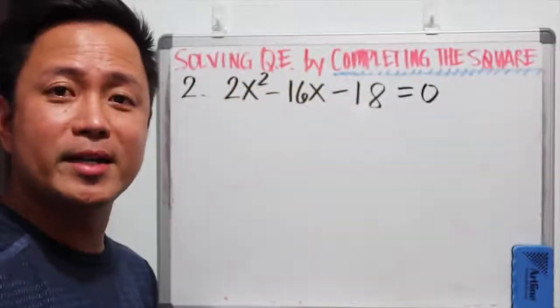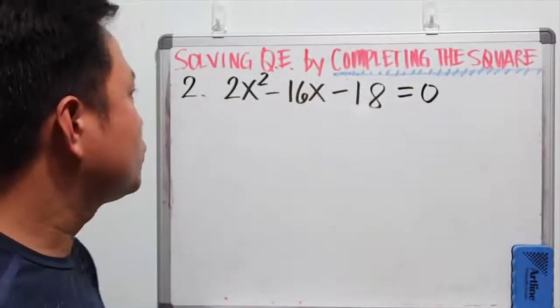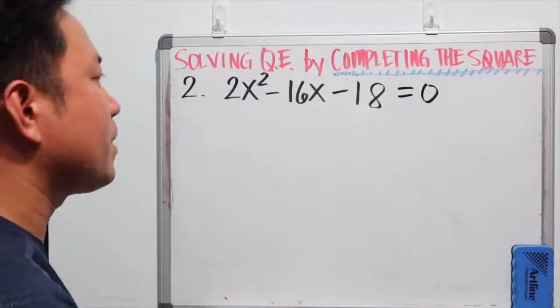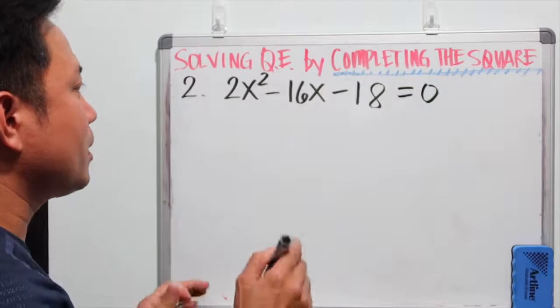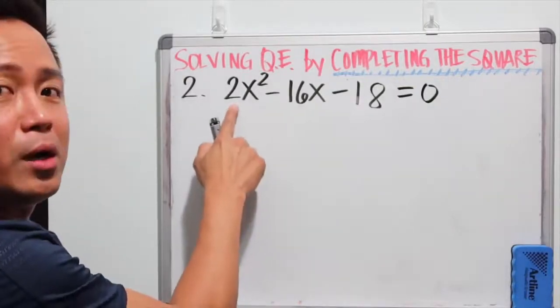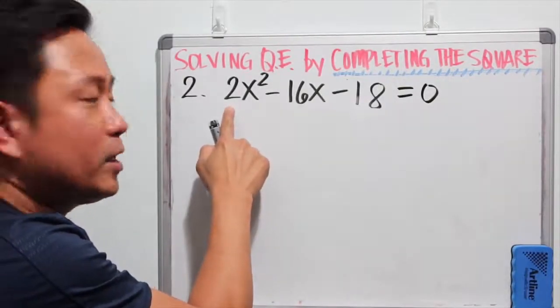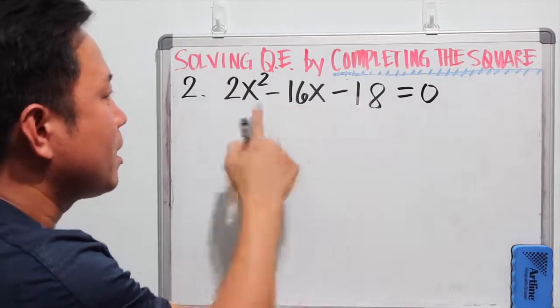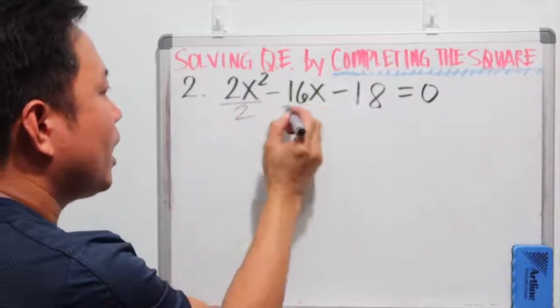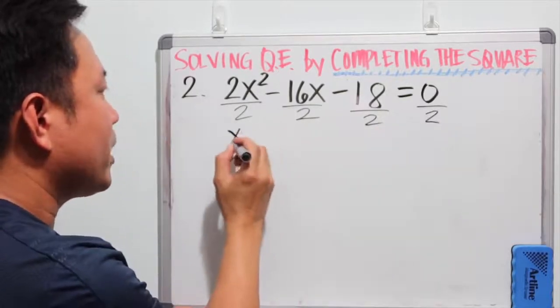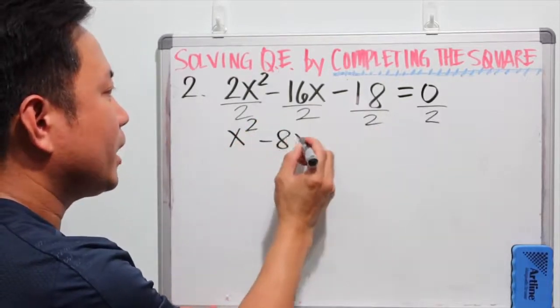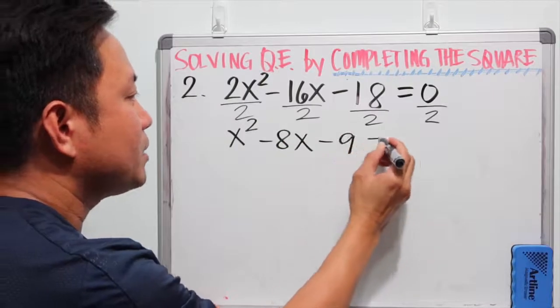Now let's take a look at example number 2. 2x squared minus 16x minus 18 is equal to 0. So in this problem, there is an a value of 2. So the first thing that we need to do is to divide every term by that 2. And when you divide each term by 2, this becomes now x squared minus 8x minus 9 is equal to 0.